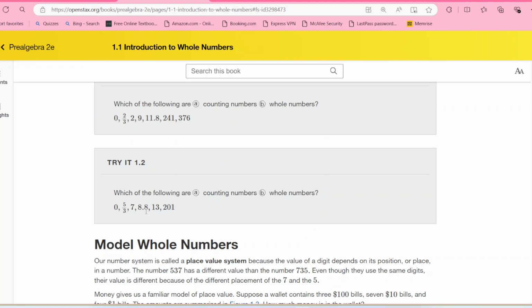8.8, that is a decimal with a number other than 0 to the right of the decimal. So not whole, not counting. 13 is like 7, it's not a fraction, no decimal point with a number other than 0 to the right of the decimal point. So that's counting and also whole. And then 201, same thing, not a fraction, and it doesn't have a decimal point with a number other than 0 to the right of the decimal point. So this is also counting and therefore whole, right? Again, every counting number is whole.